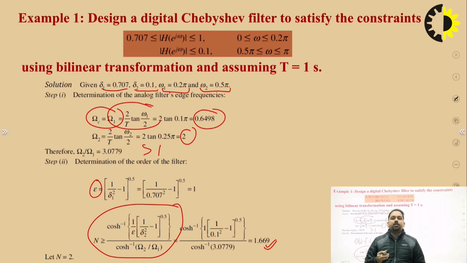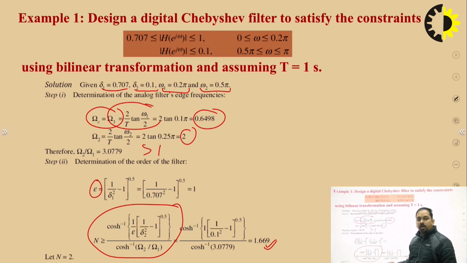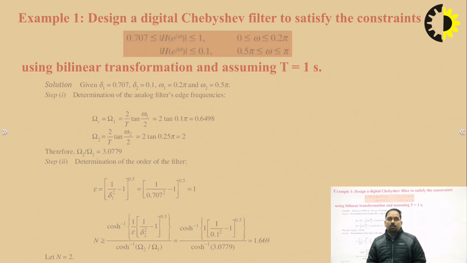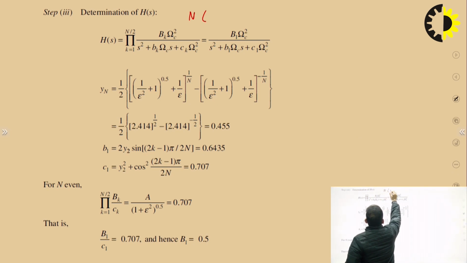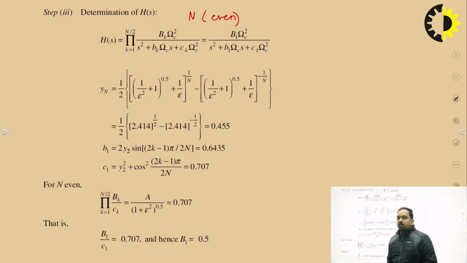It has to be an integer next to that particular decimal value, which is 2. 1.669 can't be used, and we assume that the filter order is 2. Now, since the filter order is even, so if n is even, we can decide what type of transfer function can be used for the Chebyshev filter.